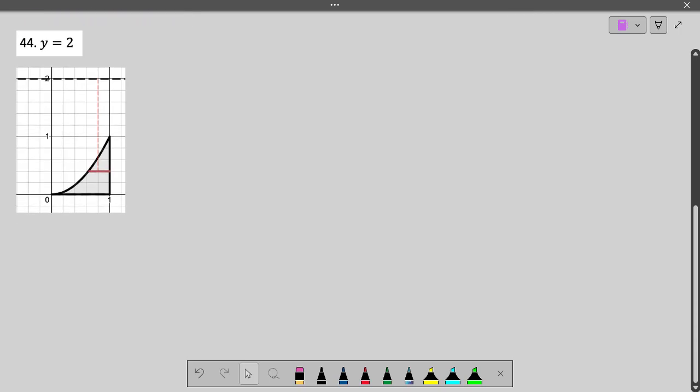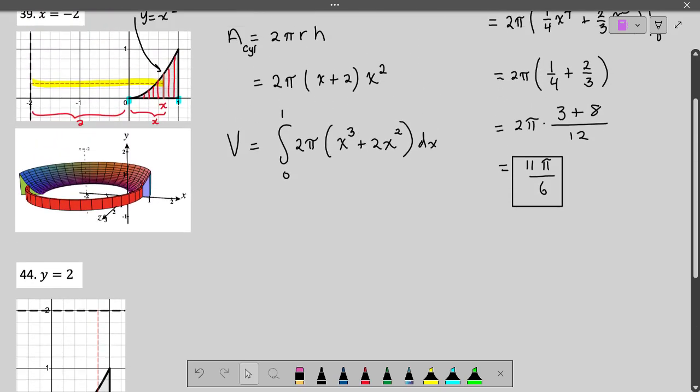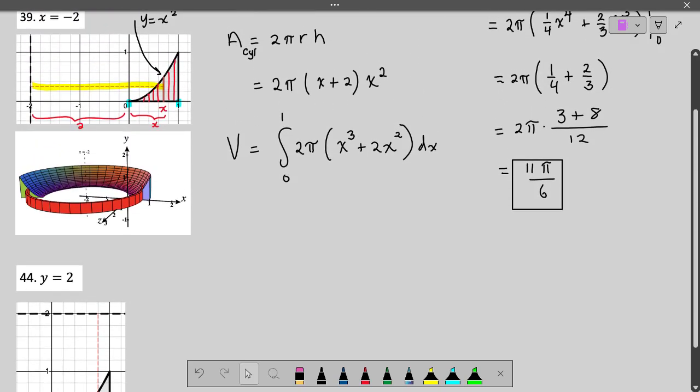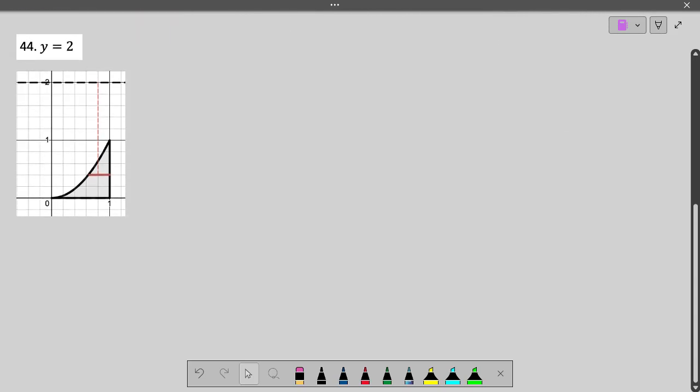So here we have this region. This is the same exact region: x squared, x equals 1, y equals 0. Same region, but we are going to rotate around this line that's up high, up at y equals 2. So we're rotating around that line.